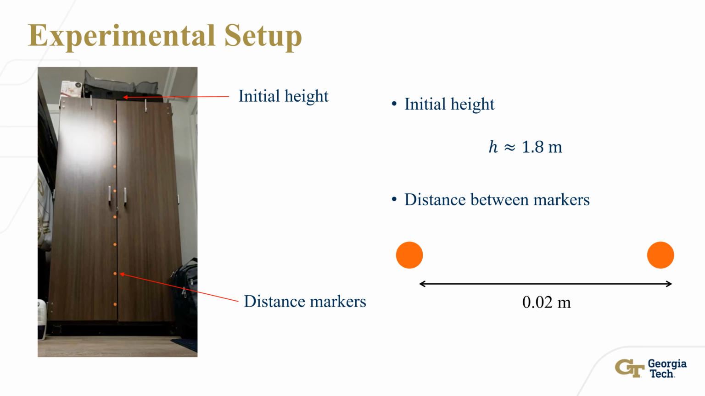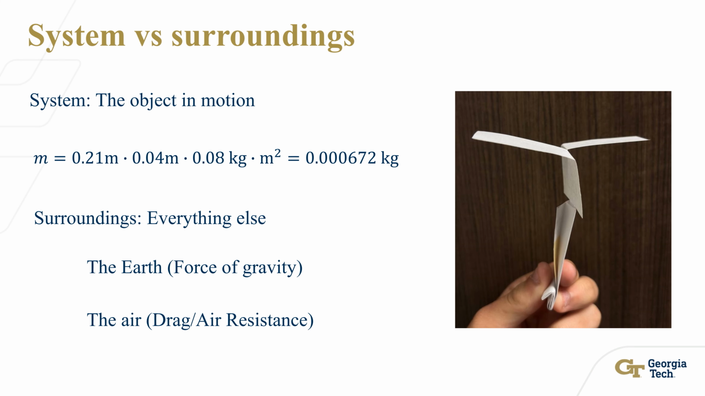The object was set at an initial height of 1.8 meters, and markers were used to measure distance. The distance between markers was 0.02 meters. The system is the falling object, which in this case was a paper helicopter, and the surroundings was everything else. The main elements from the surroundings exerting force on the paper helicopter were the earth and the air.